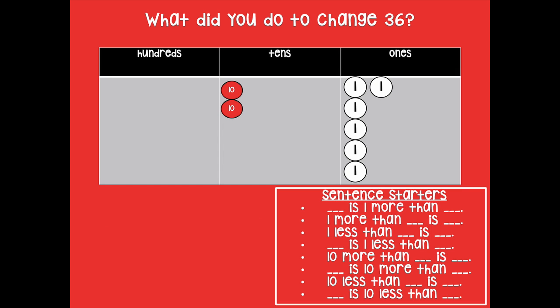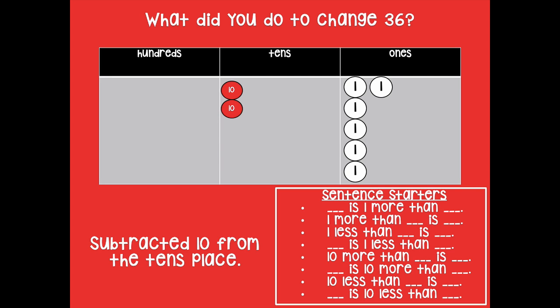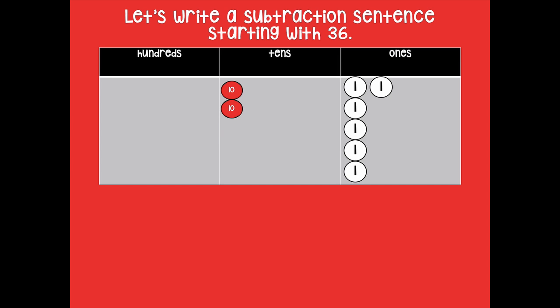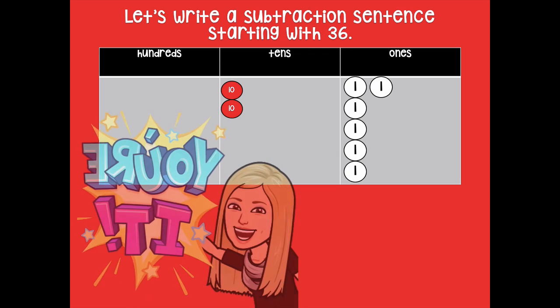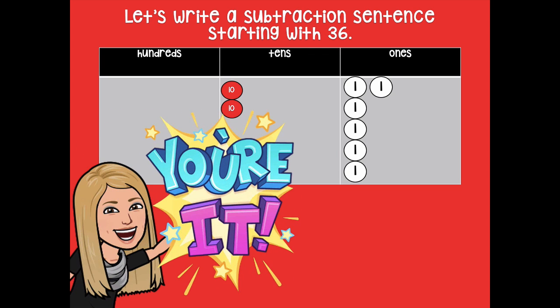What did you do to change 36? What did we do that time? Last time we added 10. What did we do this time? Yeah, we subtracted 10 from the tens place. All right, so let's write a subtraction sentence starting with 36. So pause the video, write your subtraction sentence starting with 36, and then click play when you're ready to go over it together.